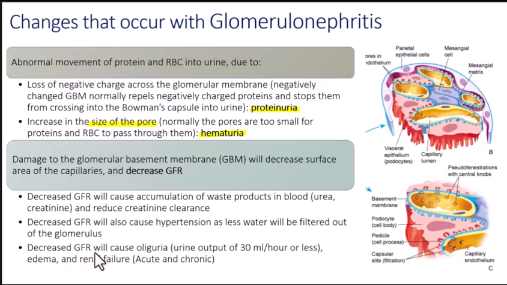And finally, a decreased glomerular filtration rate will lead to oliguria, which is that very low output of urine, so roughly 30 milliliters per hour or even less. Normally, we will get rid of upwards of 1.5 liters per day, just as a comparison. And overall, this can lead to edema. It can lead to renal failure that can start off as acute and end up becoming chronic.